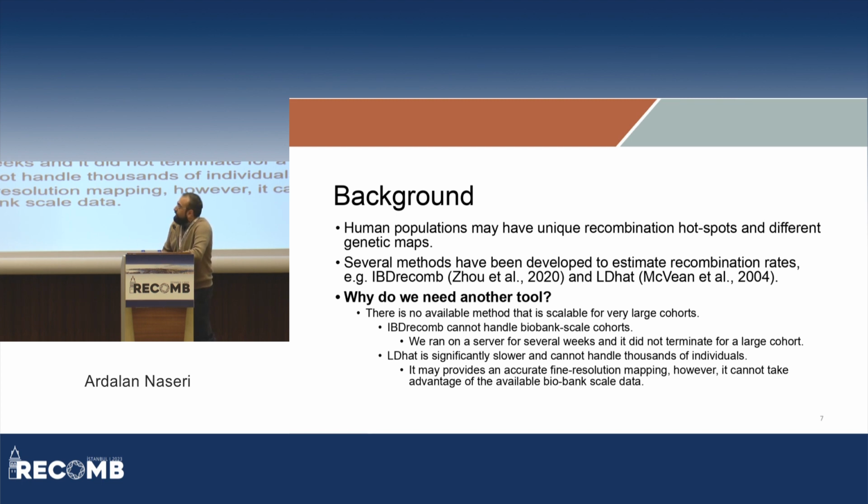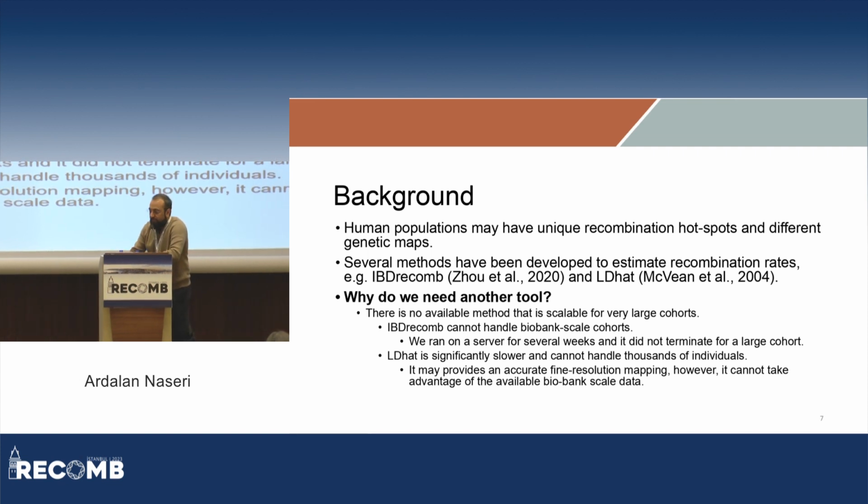It's very computationally expensive. There's a more recent tool called IBD-Recomb that is scalable to thousands, maybe tens of thousands, but it still cannot handle hundreds of thousands or millions of haplotypes. And nowadays, we do have data, such as the UK Biobank or other biobank-scale data, with hundreds of thousands or sometimes millions of haplotypes. So the idea is that we can take advantage of those data to have a more refined genetic map that is population specific as well. It's not that we create only one genetic map for humans, because each population might have its own unique genetic map, especially at fine resolution.